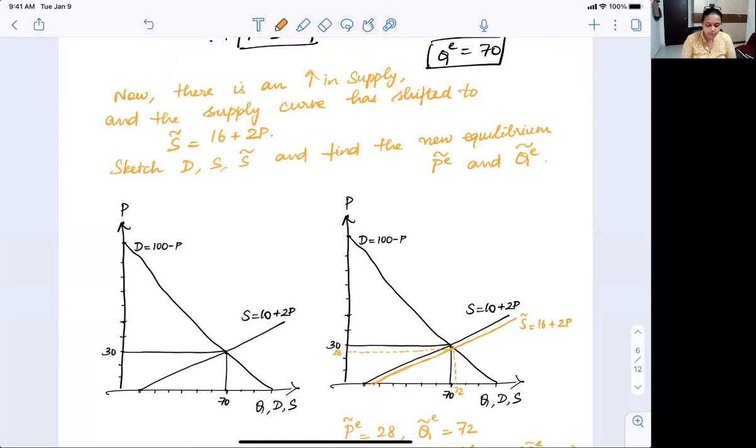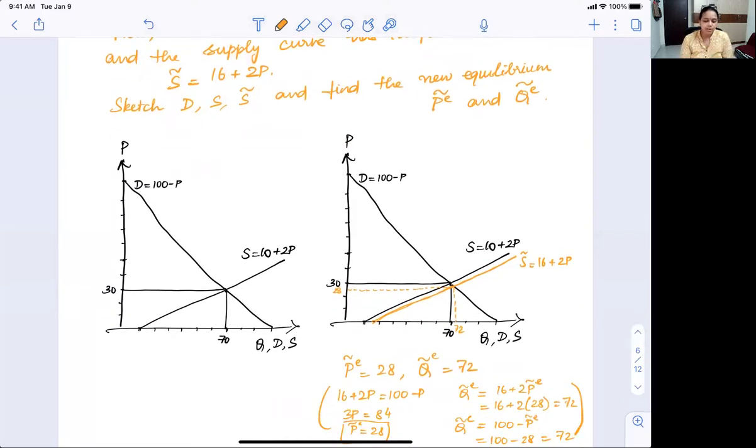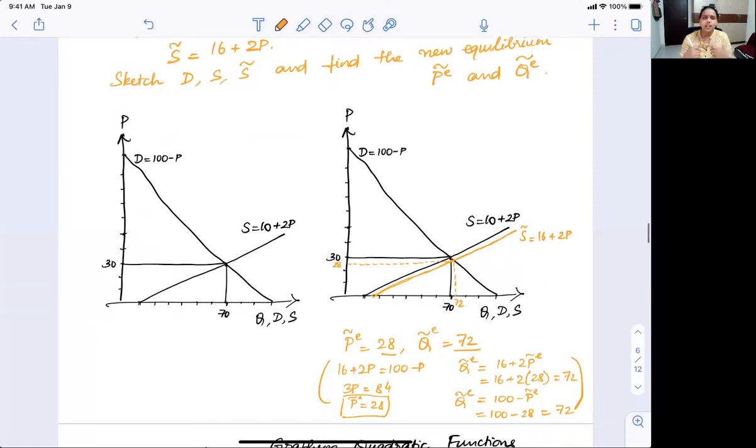And at that point, you'll see that the price is 28, the equilibrium quantity is 72. And when you have graph paper and you plot it out, it will match at that point. And you can also find these numbers by redoing the equations, by solving them again at the point of intersection, and you'll get the answer.